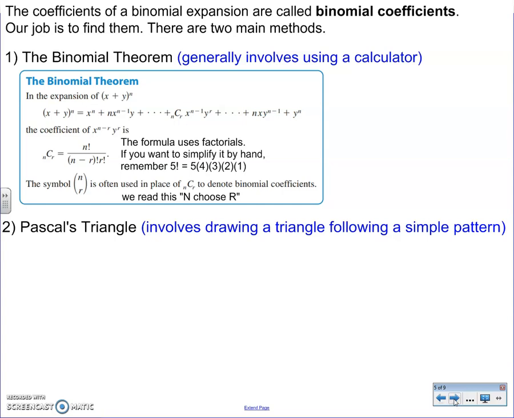So the coefficients of a binomial expansion are called binomial coefficients. Our job is to find them. They're very important. There are two main methods. The first is the binomial theorem, and that generally involves using a calculator.